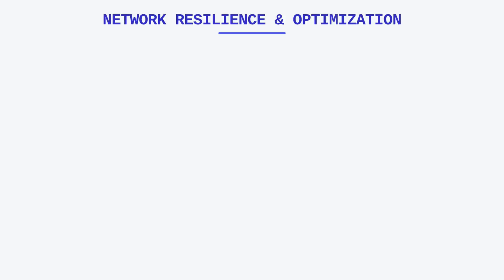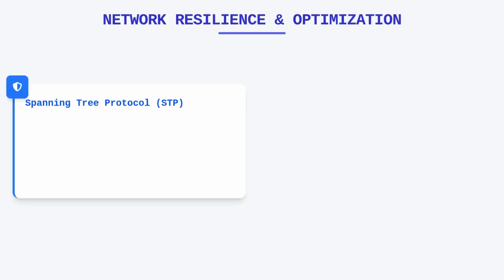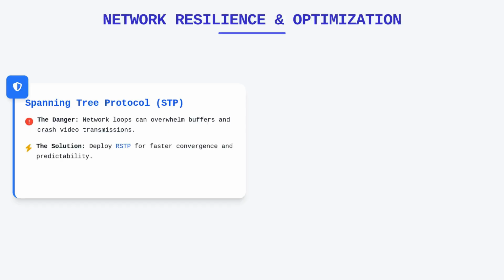Beyond simple segmentation, the resilience of your network depends on the proper application of the spanning tree protocol, or STP. In a redundant network topology where multiple paths exist, loops can quickly overwhelm switch buffers and consume all available bandwidth, leading to catastrophic video transmission failures. You must ensure that STP, or its more modern variations like Rapid Spanning Tree Protocol, is active and configured with appropriate bridge priorities to ensure a predictable topology.